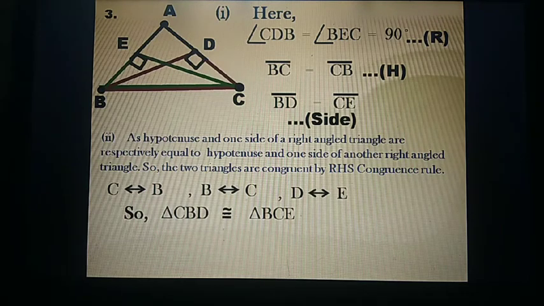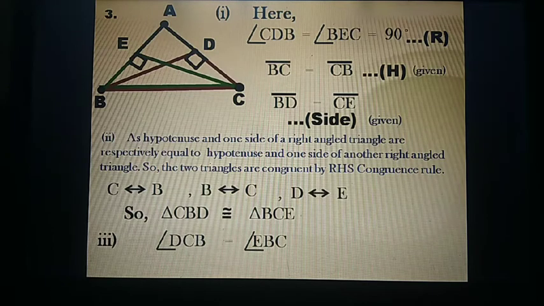Next, it's given that angle DCB is equal to angle EBC. Whenever the two triangles are congruent, all their corresponding parts are also congruent as per the rule. So in the third one, you will get that yes, the two angles are also equal by corresponding parts of congruent triangles.